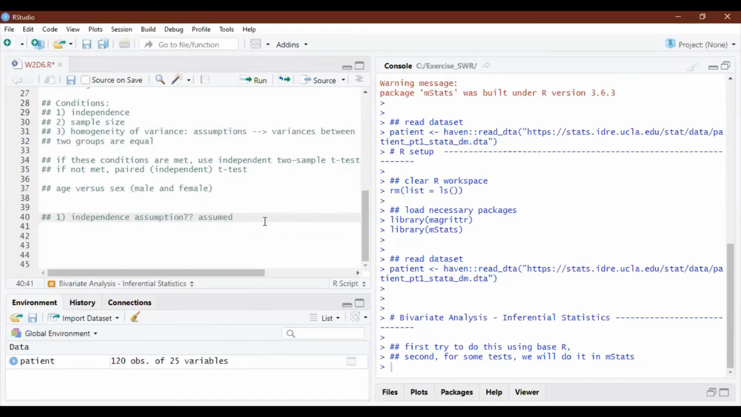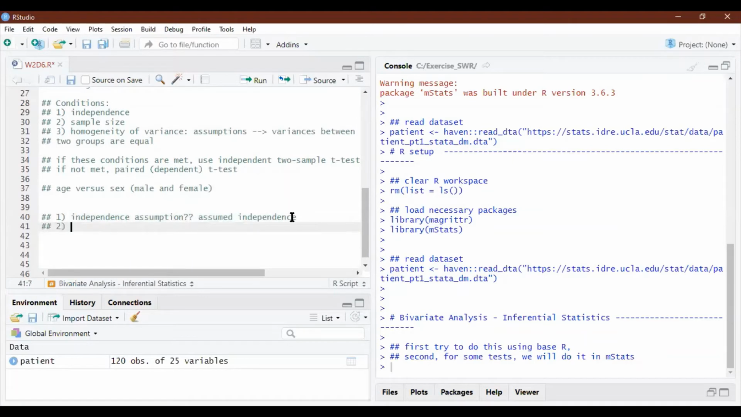Yes, Sashi? In line 35, here the t-test is independent or dependent t-test? Oh, sorry, yes, thank you. So this will be a paired dependent t-test, not an independent t-test. So basically we have to check the conditions. First, we check the independence assumption. Right now we assume that the two samples are not dependent on each other.